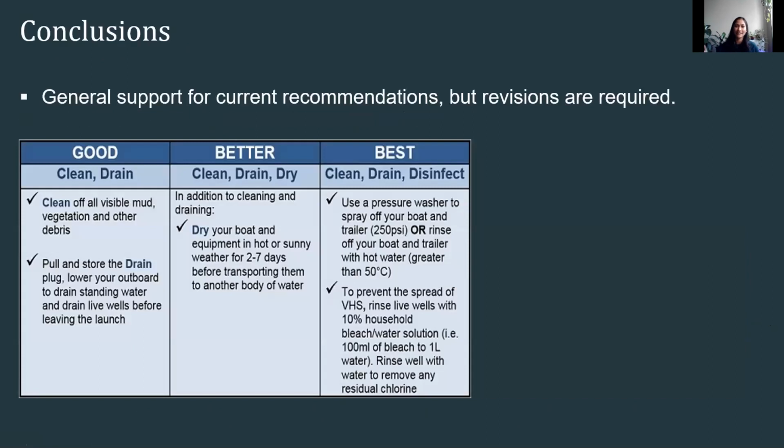Well, what do these findings tell us? Well, first of all, those results broadly support the methods recommended in Ontario and elsewhere, in that air drying, pressure washing, and hot water work. However, some revisions are required to ensure that recreational boaters are encouraged to apply conditions that will unlikely result in any amount of viable propagules being transported.